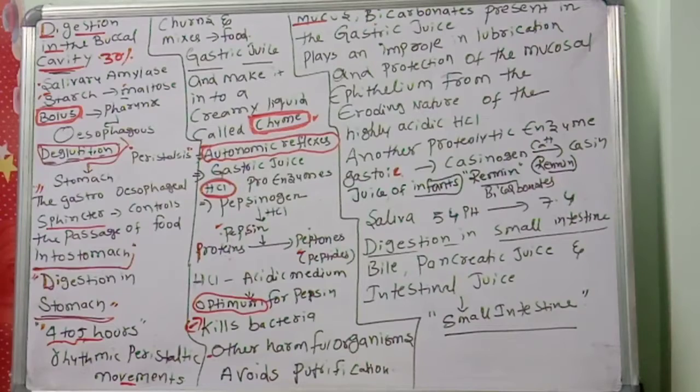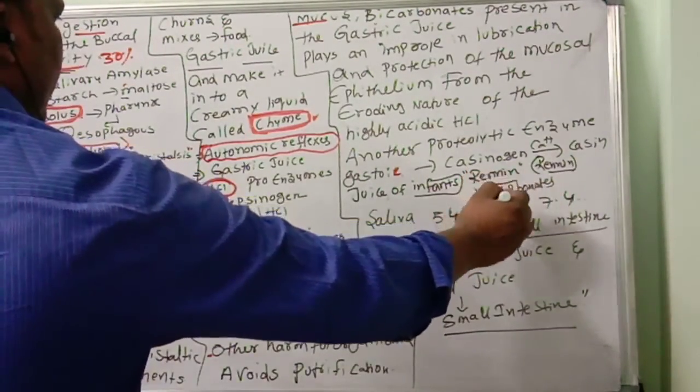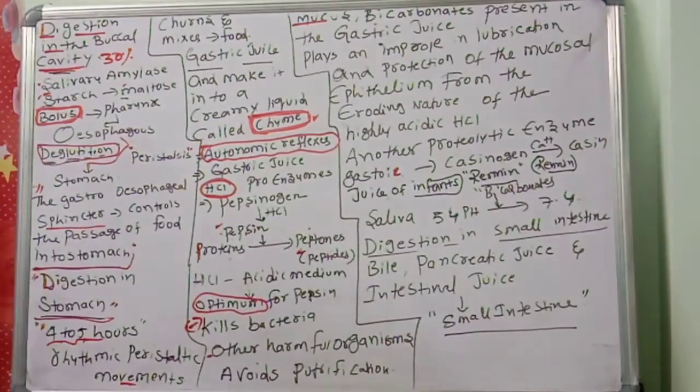Next, come to saliva. Generally, saliva pH is acidic, 5.4, but it will be converted to 7.4. How? Because of which one? Bicarbonate. Another important function of bicarbonates is to convert the saliva pH from acidic to alkaline. That is also important.